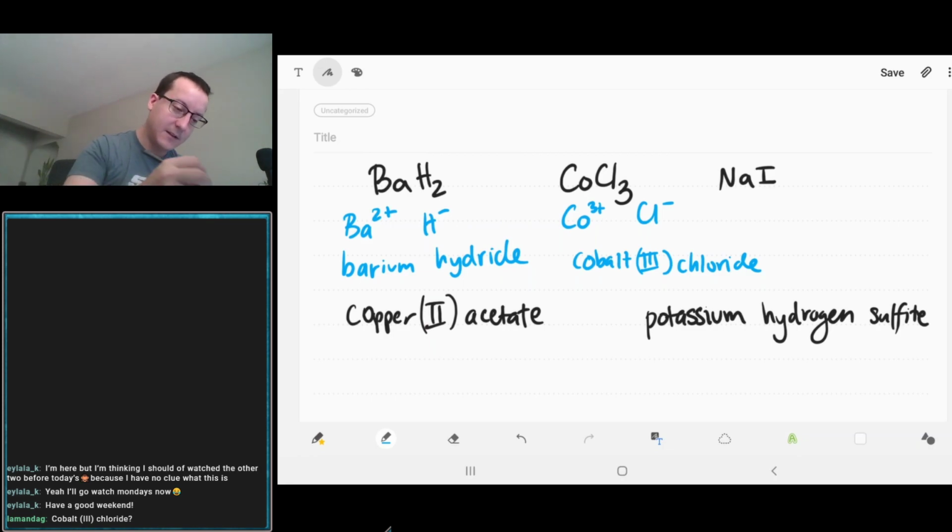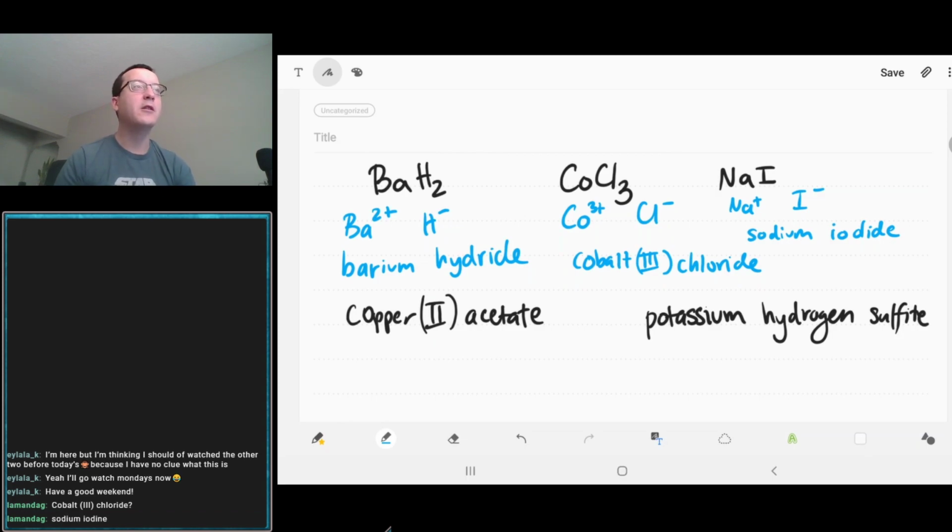Last one is a little easier one again. We have I minus and Na plus. That's just going to be sodium iodide. Don't forget the ending there. We've got to make it "ide." So iodide.